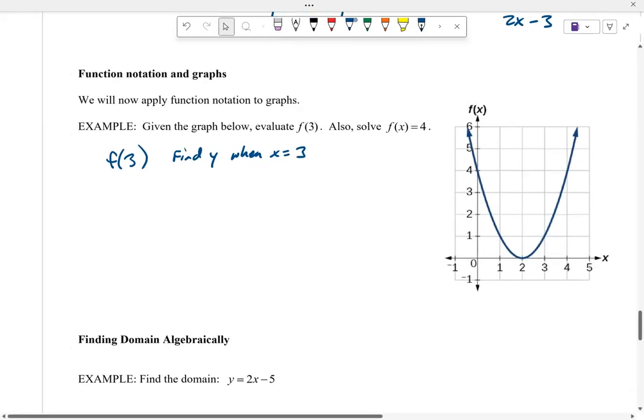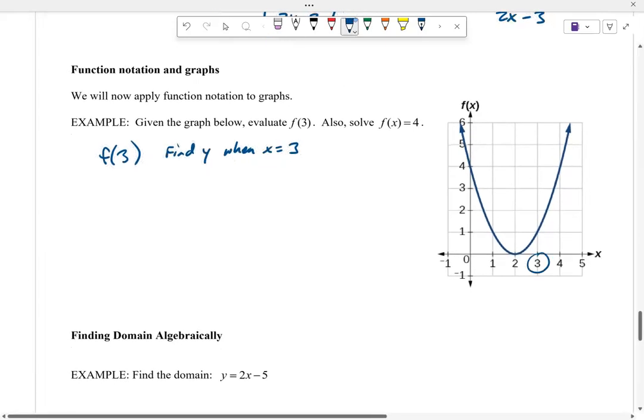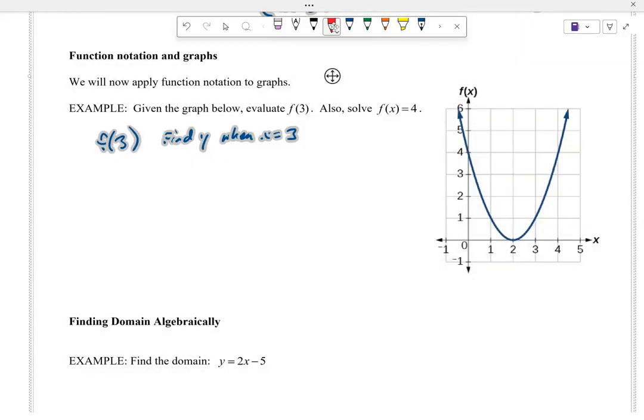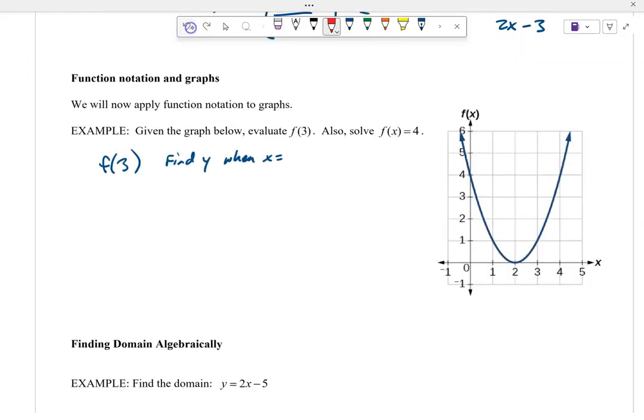Well, when x is 3, here's my x value, that's 3 right there. When I input 3 onto the graph, what does it output? When I plug in a 3 for my x and I find it on my graph, what's the value there? 1. It's spitting out a y value of 1. So f of 3 equals 1, right? This is the point 3 comma 1 right there. F of 3 equals 1.